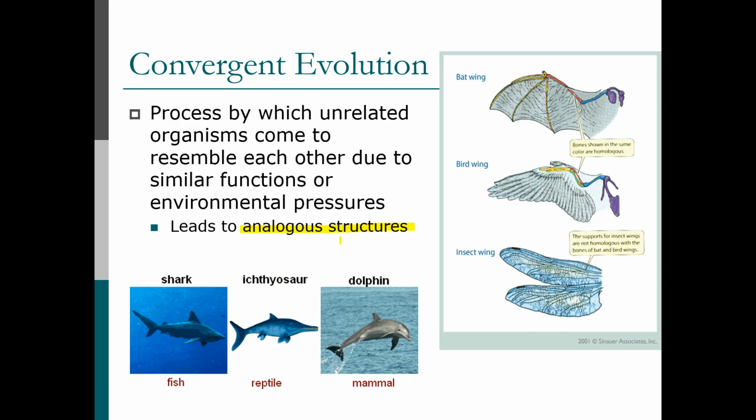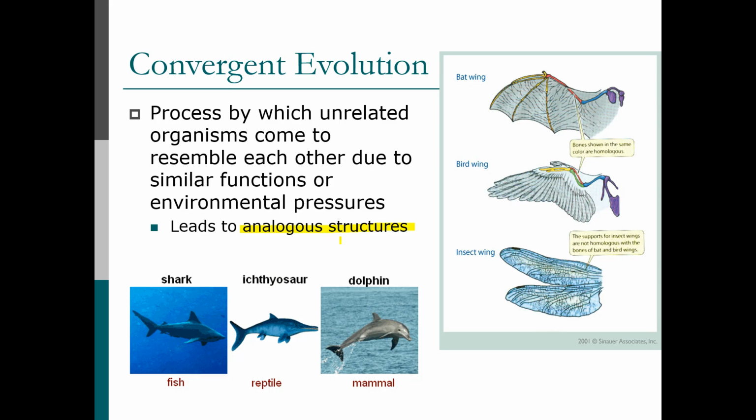So analogous structures are alike not because they're related, and I just said that wrong. Analogous structures are not alike because they're related. You have species of all different types that could have analogous structures, okay? So homologous structures that we looked at before, they are alike because they are related to each other, okay?